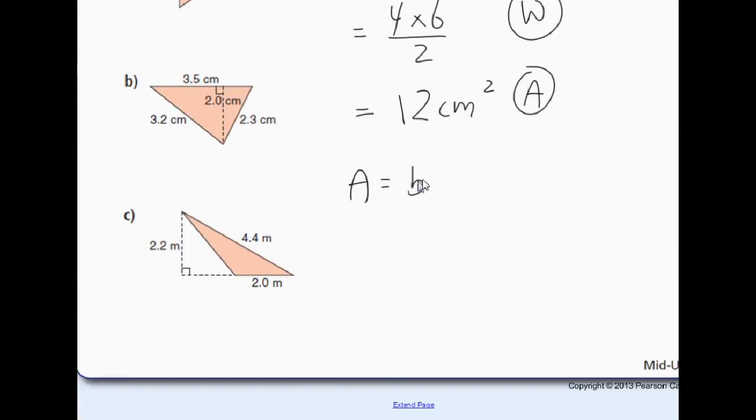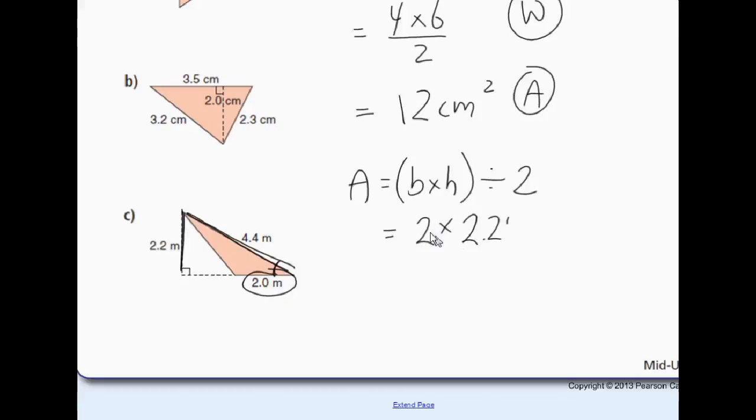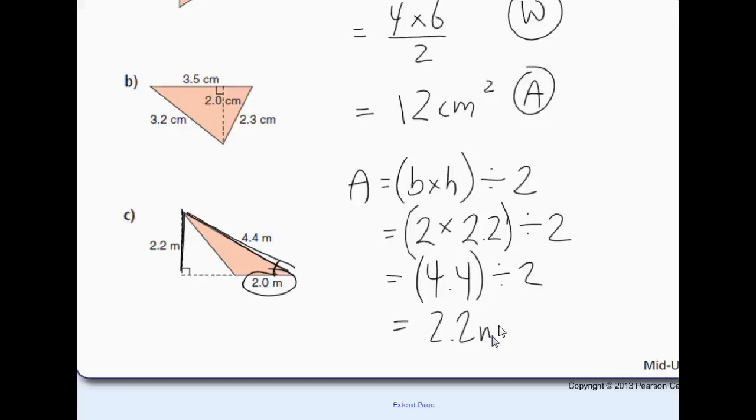Let's skip down to the last one here. Area equals base times height. You could write it like this also if you want, divided by 2. Our base is 2 because that's the bottom there. But what's our height? Again, the tricky part. Is it this side? No, because that's not at a right angle. It is this side over here. So it's 2 times 2.2, and then divided by 2. 2 times 2.2 is 4.4. Divide that by 2, and we go back to 2.2. And in this case, it's meters squared.